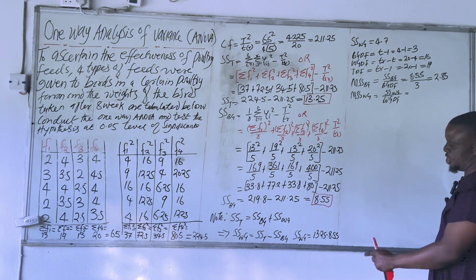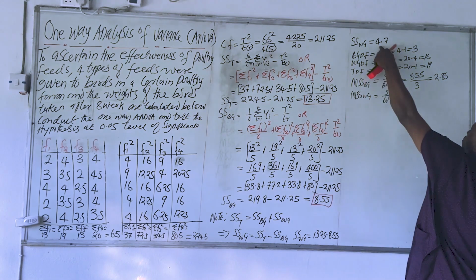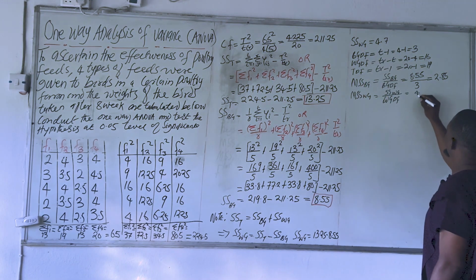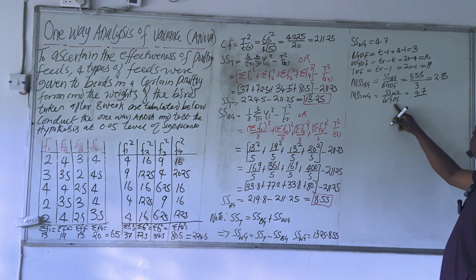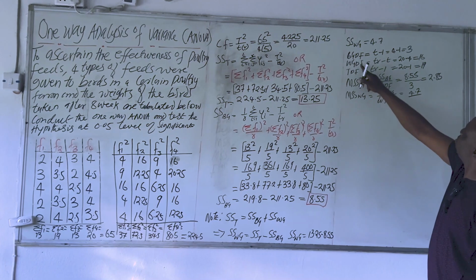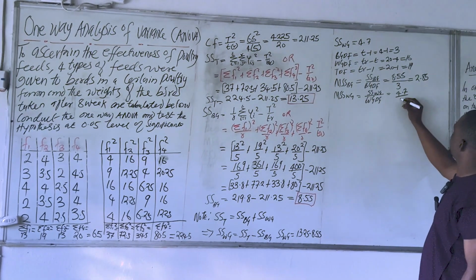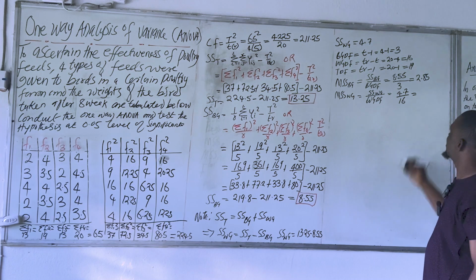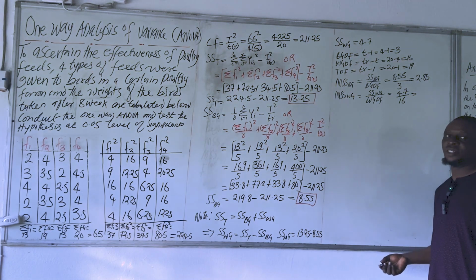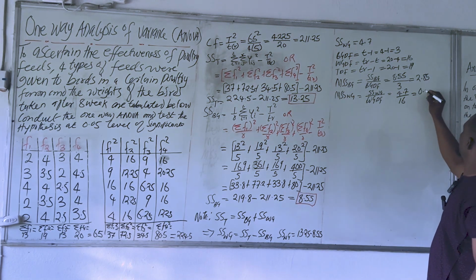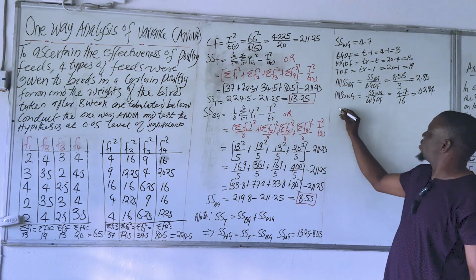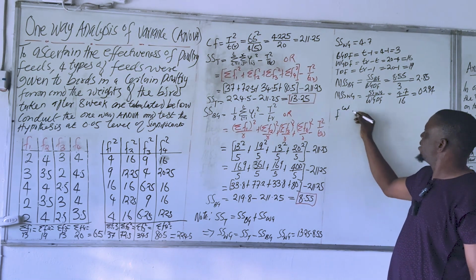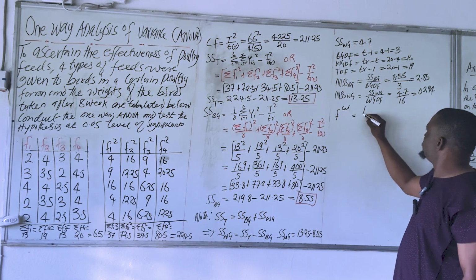Now our sum of square within group we calculated as what? 4.7. So we'll have 4.7 all over within group degree of freedom, which we calculated as 16. So we have 4.7 divided by 16, which is 0.294. Okay, so that will be 0.294.